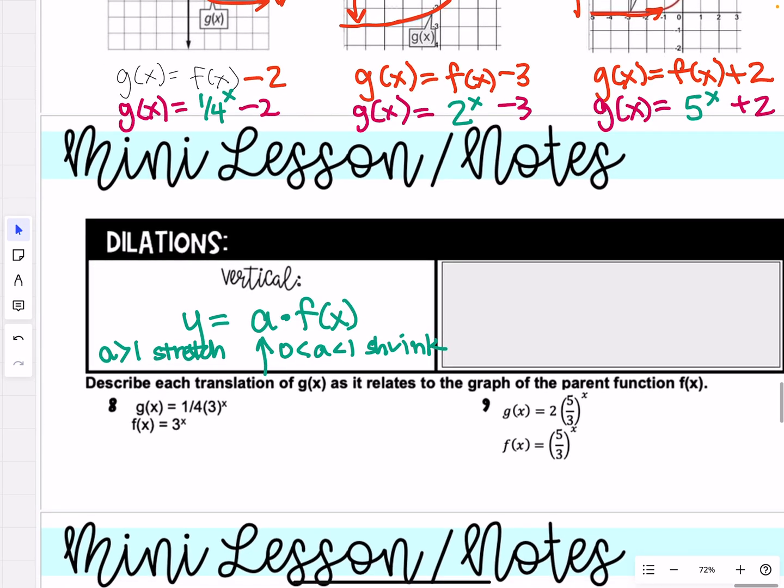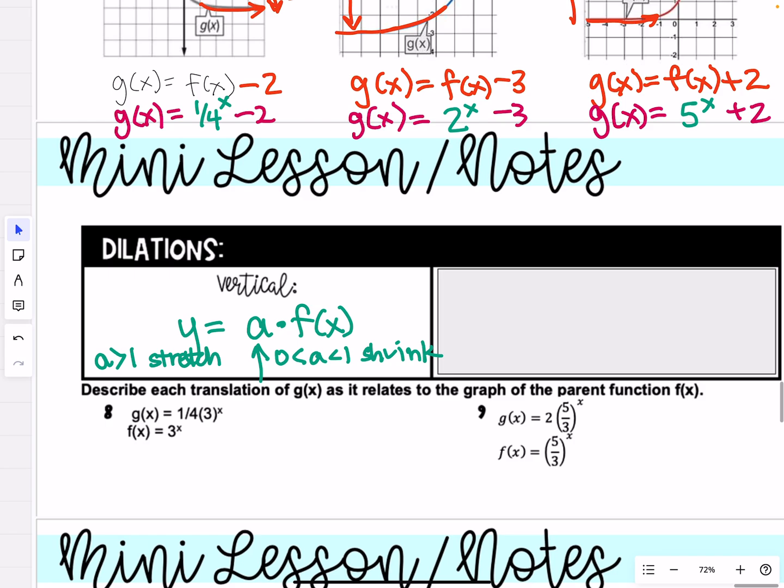Okay, so let's go ahead and do the same kind of thing as what we did before. We're going to relate g of x to f of x. So let's start by just writing g of x equals. Now, what happened to f of x to make it into g of x? Hopefully you see that we've got this 1/4 in front of it, and so this is going to be g of x is equal to 1/4 times f of x.